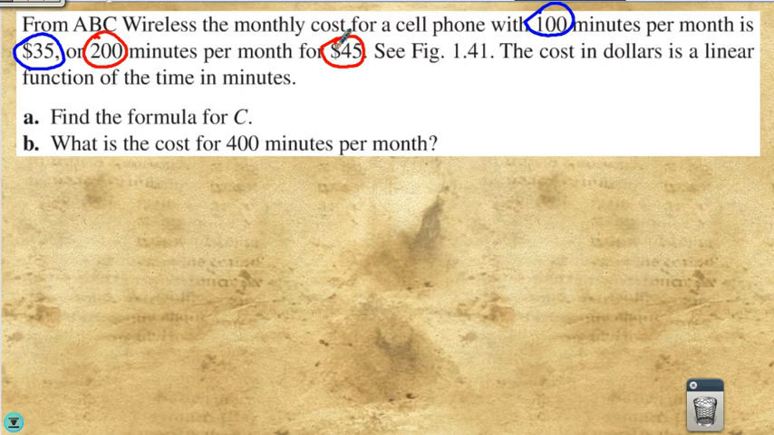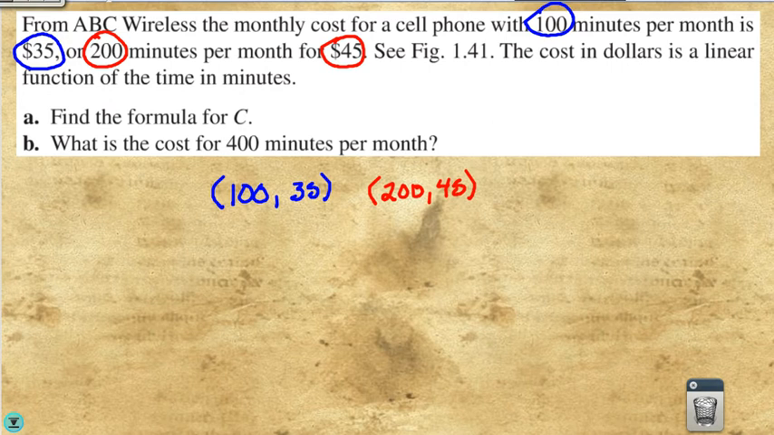What if I use 600 minutes, 700 minutes? What's going to be my cost? Here's how we're going to do it. Create 2 points. When my input is 100, and our input again is going to be our minutes, our output is going to be our cost. So our X is minutes, our Y is cost. When we input 200 minutes, our cost is $45.